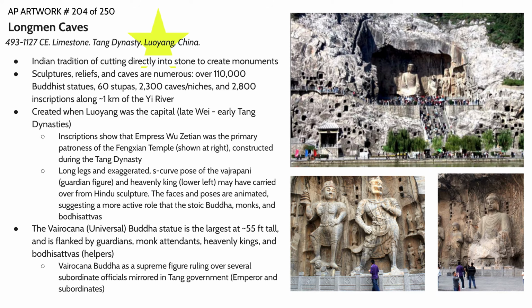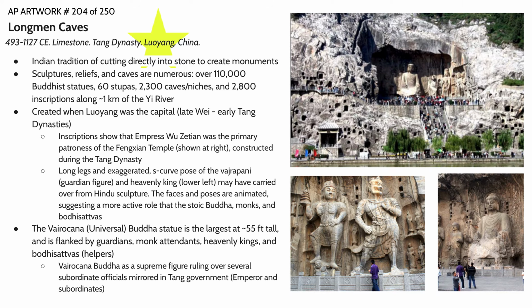There are over 100,000 Buddha statues. A lot of them are of Buddha himself. There's over 60 stupas, 2,300 caves or niches that have been carved into the wall, and around 2,800 inscriptions that have been found thus far.